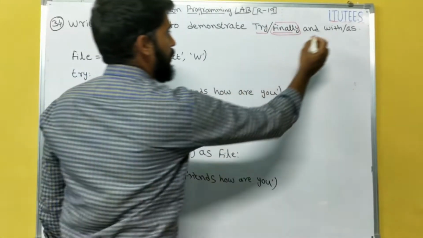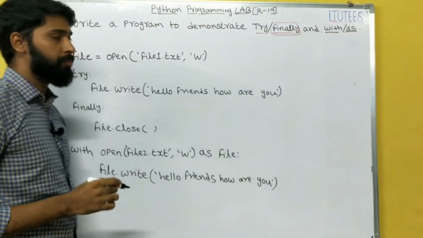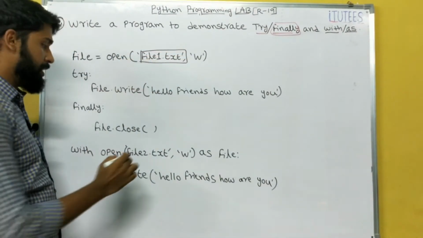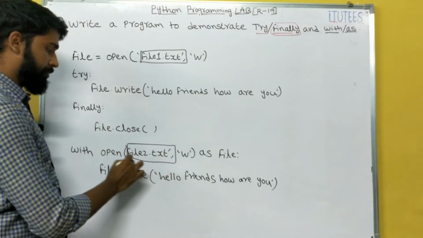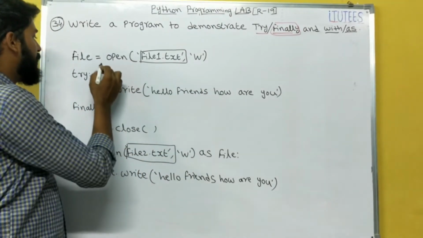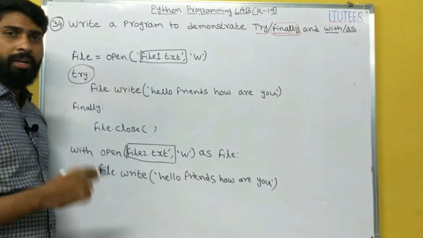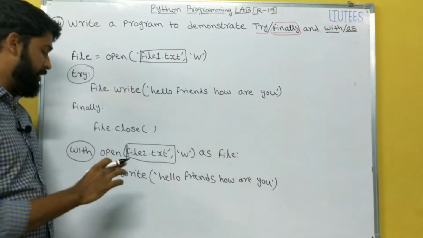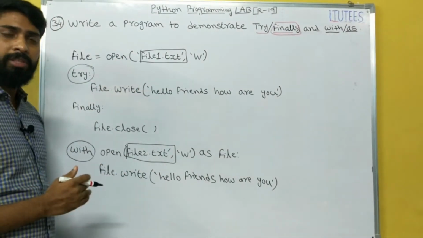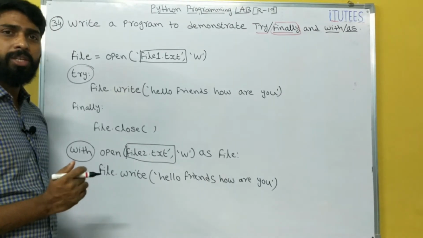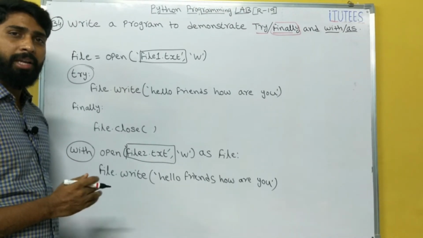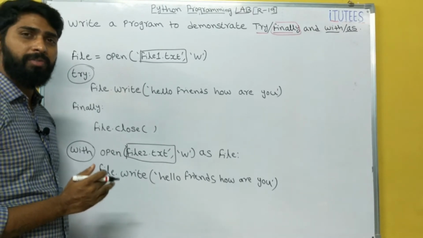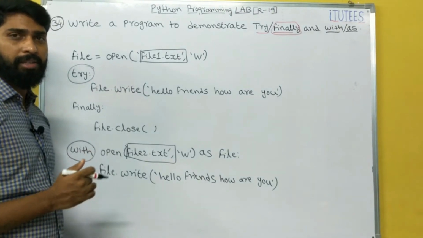So now we see with as. We are going to create two files. One file name is file1, another file name is file2. One file is created with the help of the try block, another file is created with the help of with. So what is the purpose of with? The with statement in Python is used in exception handling to make code easy. It simplifies the management of common resources like file streams.